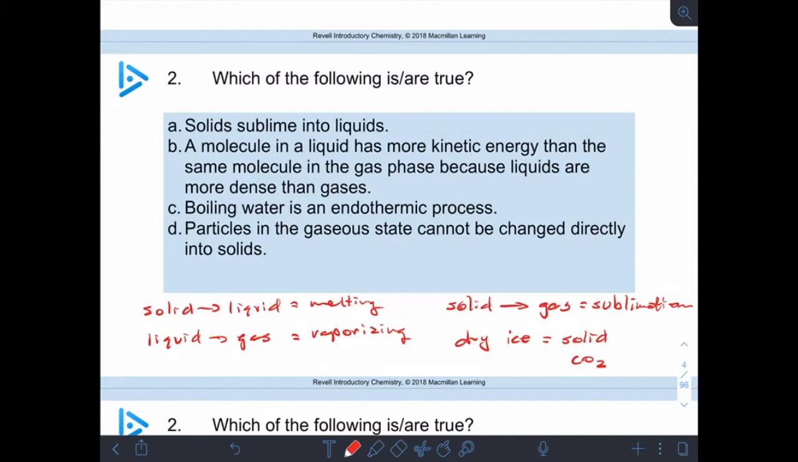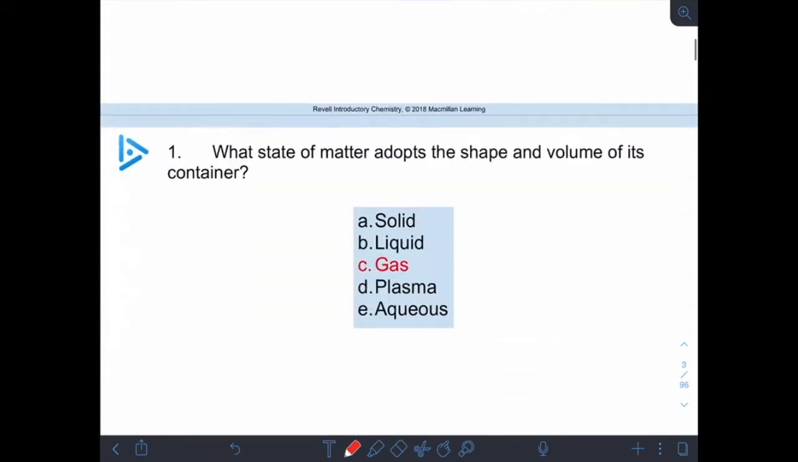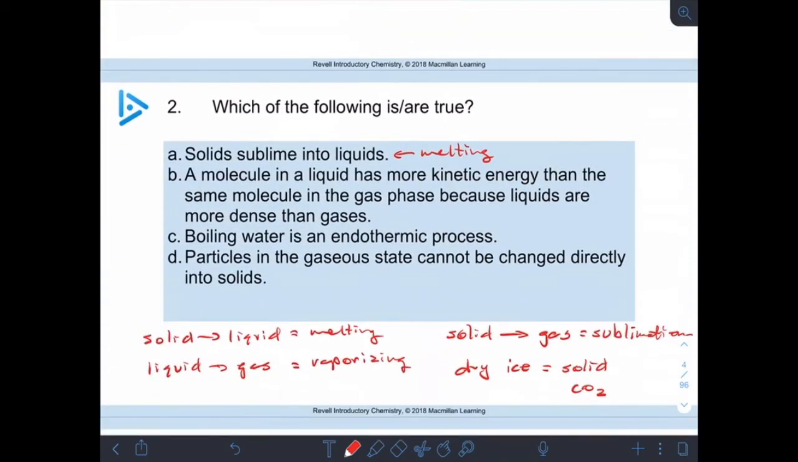So which of the following is or are true? A, solids sublime into liquids. No, that's actually called melting. Okay. A molecule in a liquid state has more kinetic energy than the same molecule in a gas state, because liquids are more dense than gases. But if we come back up to the top, liquids have more kinetic energy than solids, but gases have more than the liquids. Okay. So we can count this one out, and we can count this one out.